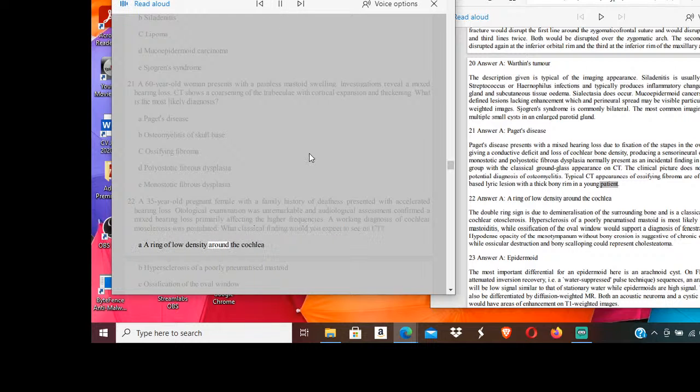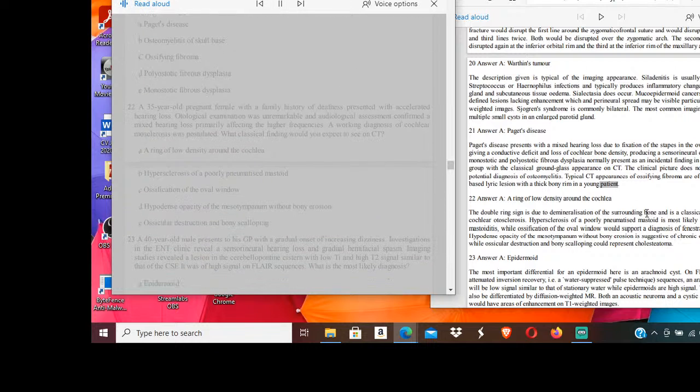A. A ring of low density around the cochlea. B. Hypersclerosis of a poorly pneumatized mastoid. C. Ossification of the oval window. D. Hypodense opacity of the mesotympanum without bony erosion. E. Acicular destruction and bony scalloping.